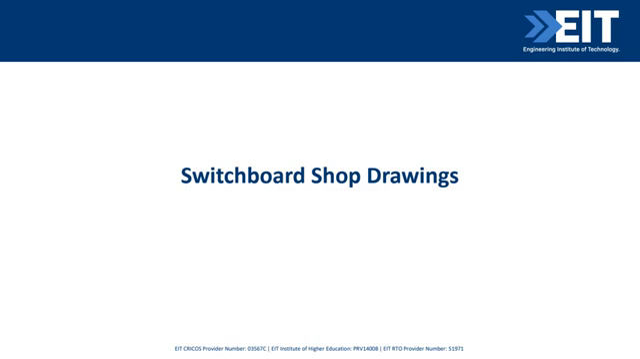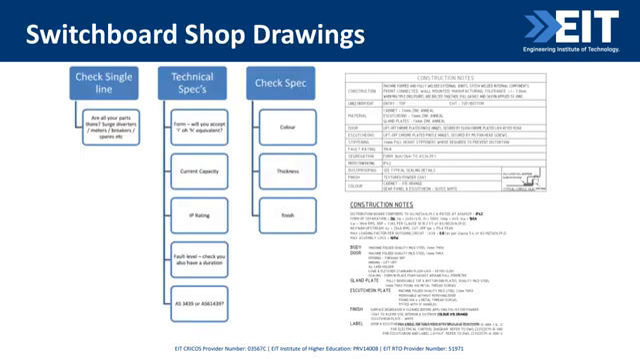So if we have finished designing our switchboard, then we will receive the shop drawings whilst it's being built. So essentially what you want to do is check off everything that you wanted in your technical specification. So you want to check your single line diagrams to make sure everything has been included that you need to. We're talking about meters, circuit breakers, surge diverters, spare spots.